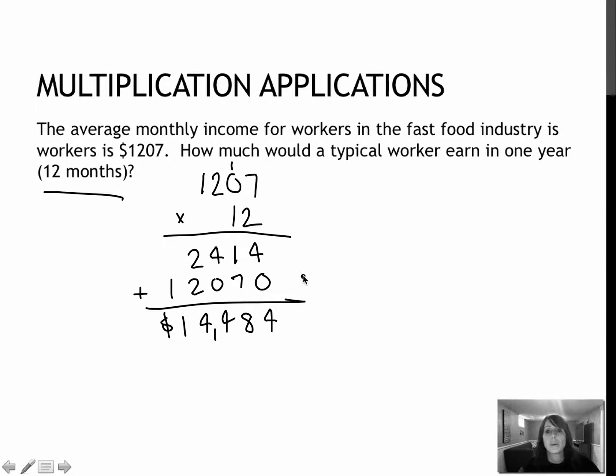Again, this is a story problem, and so it makes sense for us to write an answer or a sentence as an answer. So the sentence would be, the average monthly income for workers in the fast food industry is, per year, is $14,484.